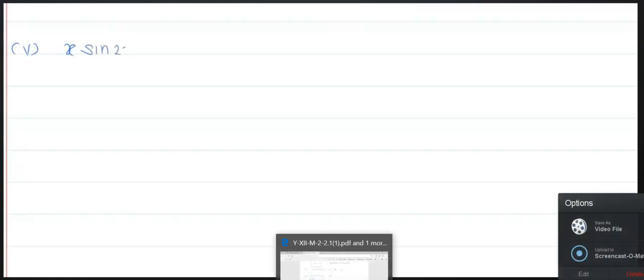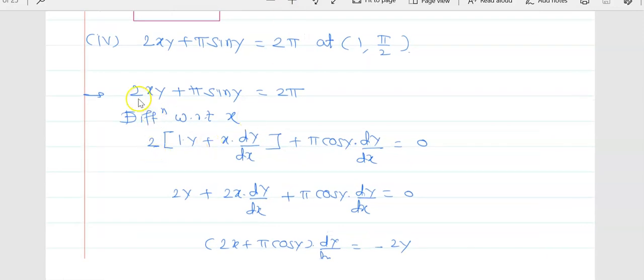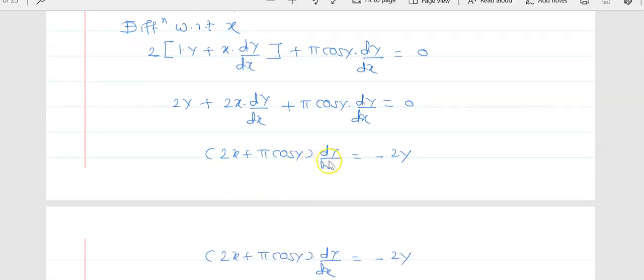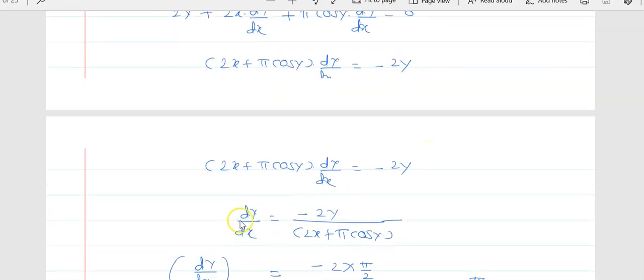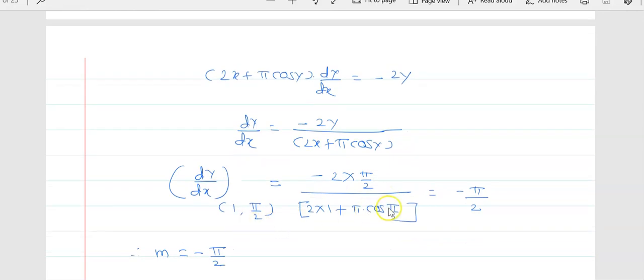Now also you can see this here. 2xy plus pi sine y is equal to 2 pi at the point. Differentiate with respect to x: 2 in bracket 1 dot y plus x into dy by dx, plus pi cos of y into dy by dx is equal to 0. So 2y plus 2x into dy by dx plus pi cos of y into dy by dx is equal to 0. Therefore 2x plus pi cos y into dy by dx is equal to minus 2y. And you will have the value of dy by dx equal to minus 2y upon 2x plus pi cos y, and its value at 1 and pi by 2 is minus pi by 2.